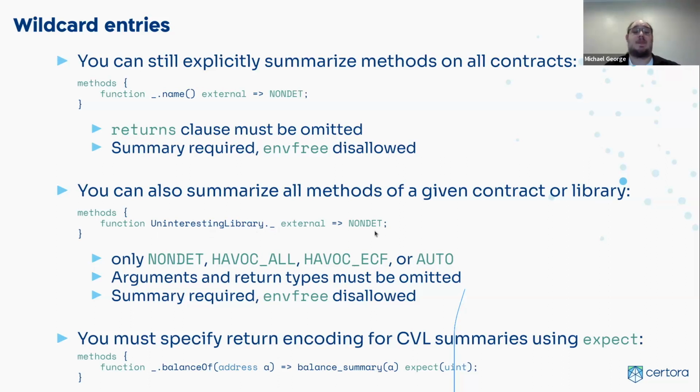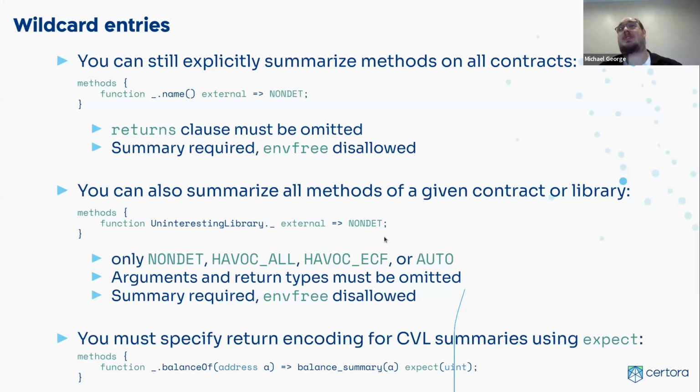Okay. With these entries, not only can you not write a returns clause, because of course the different methods might return different types, you also don't even write the arguments because different methods take different argument types. So this underscore replaces the arguments and the return types and gets all methods of this contract. There's also only limited summary types that you can use here. Only what we call havocing summaries, so the non-det, havoc all, havoc ECF, and auto summaries can be used there.